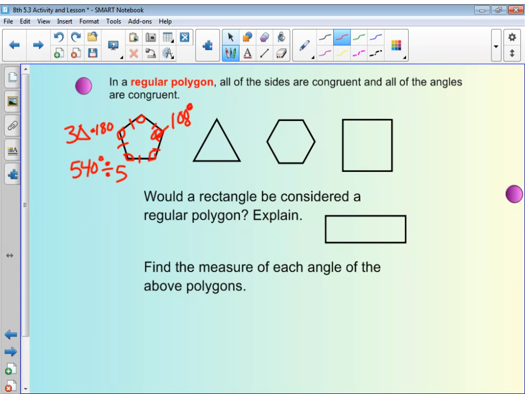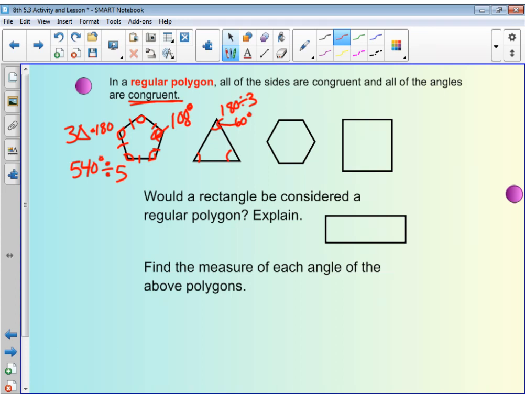So there I have a triangle. We know a triangle is 180 degrees. So I have 3 angle measures. Remember, it's regular, which means they're all congruent or equal to each other. So if we take 180 and divide that by 3, it gives us 60 degrees for each of these.